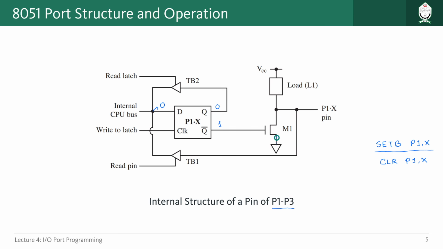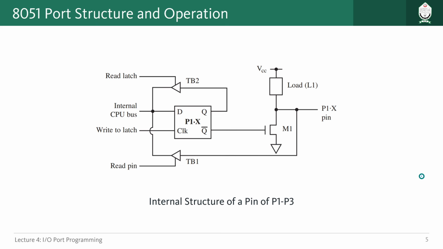So this path will be shorted, and as a result, because this path is connected to the ground, at the output we are going to get logic 0, right? Which is what we wanted. We wanted to output or write logic 0 to this particular pin. So in this way, pins of 8051 ports act as output.